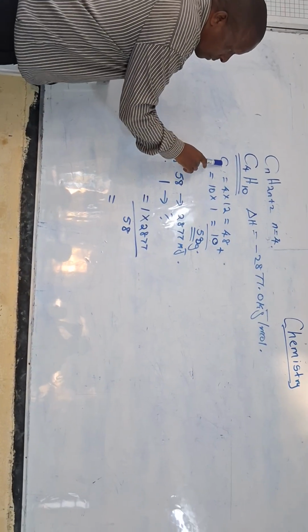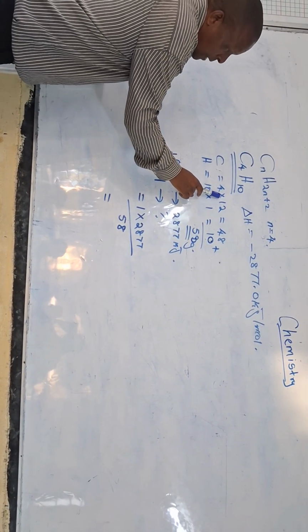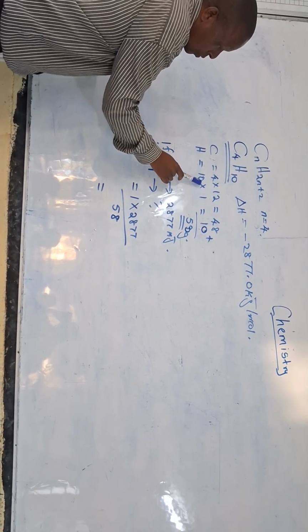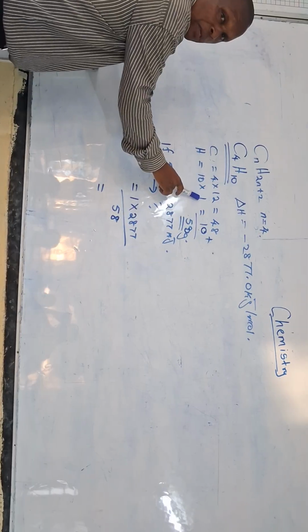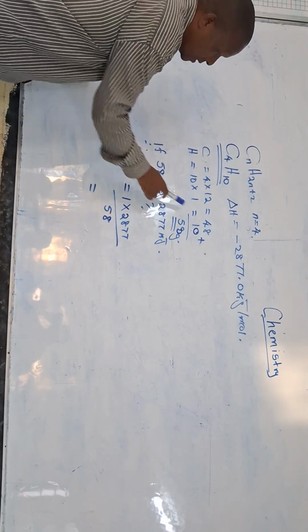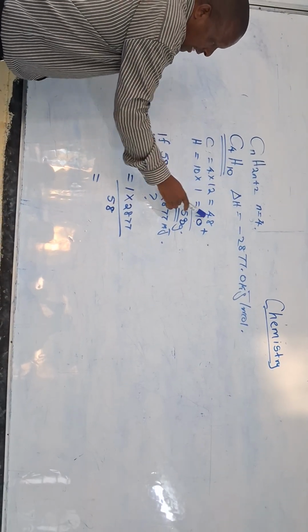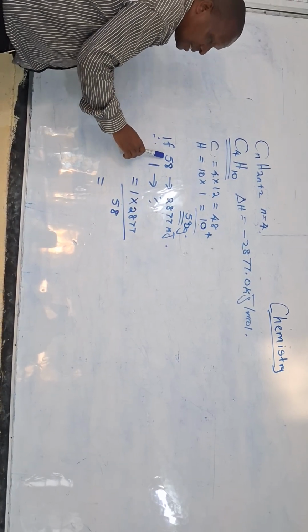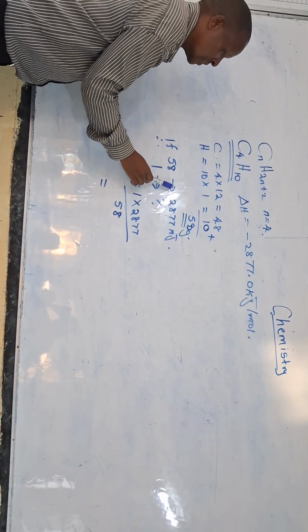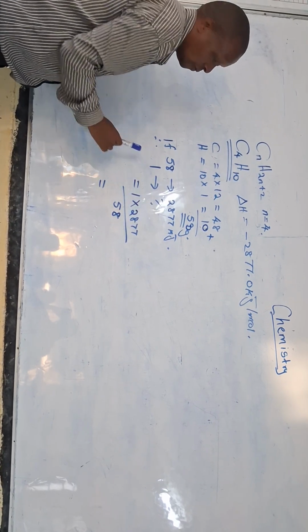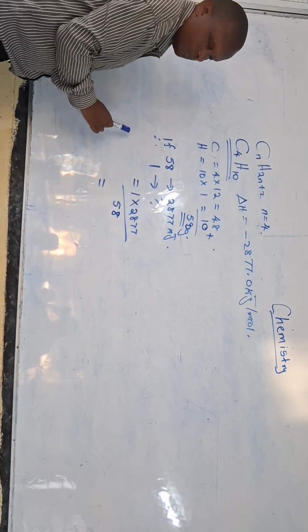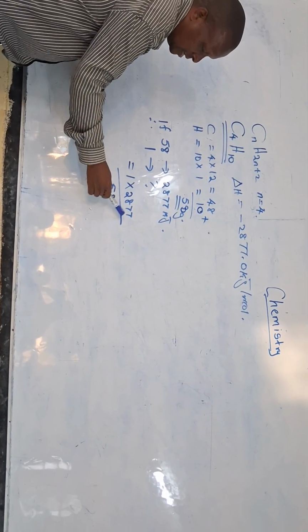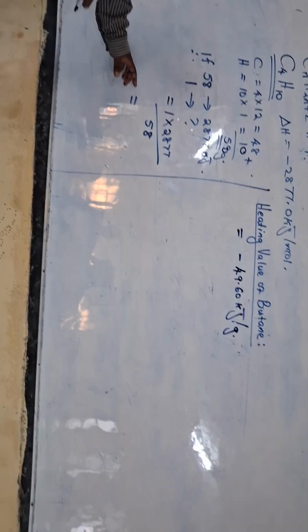So the number of carbon atoms is 4. We multiply by 12, we get 48. Number of hydrogen atoms is 10. We multiply by 1, which is the relative atomic mass of hydrogen, we get 10. So we add 48 and 10, we get 58. So we ask ourselves, if the molar mass, which is 58, is giving us 2877 kilojoules of heat energy, what about 1 gram? So it will be 1 times 2877 divided by 58.